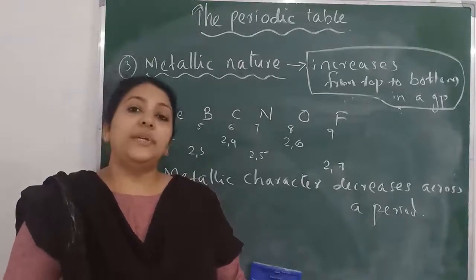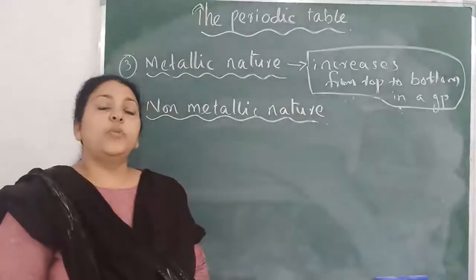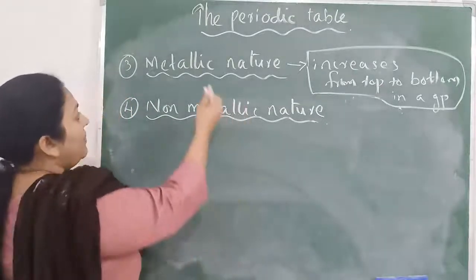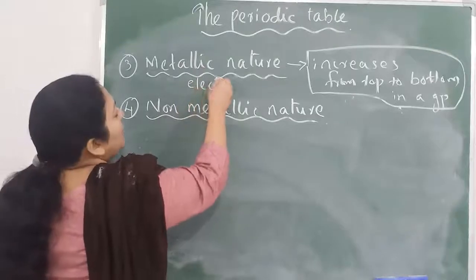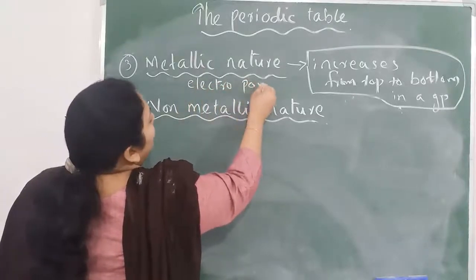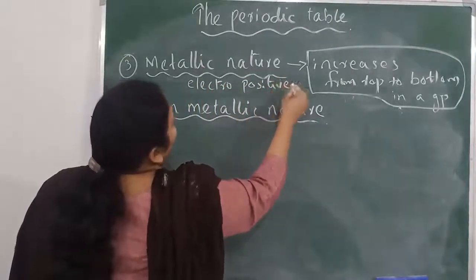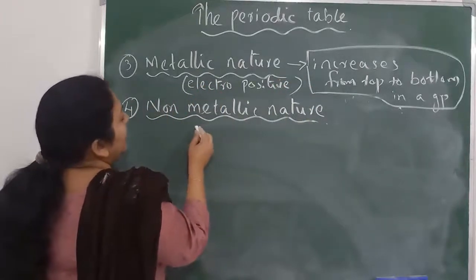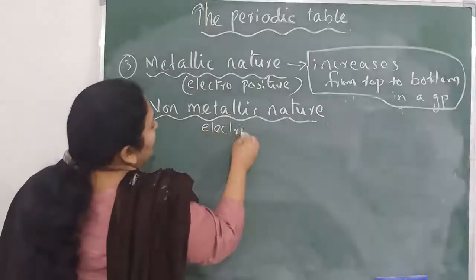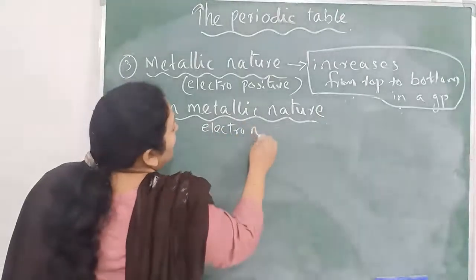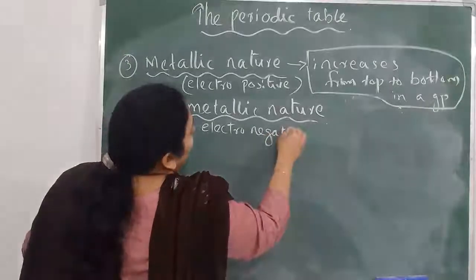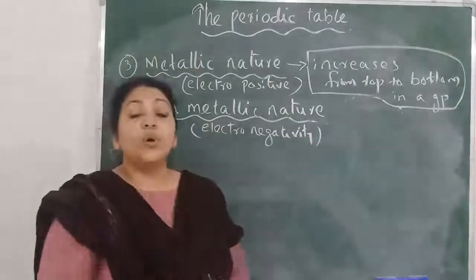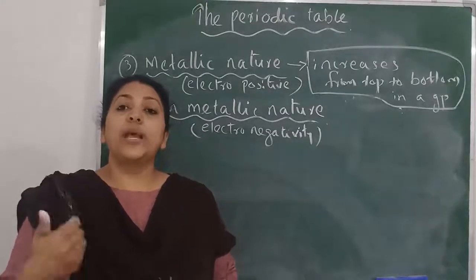Now let's move to electronegativity or non-metallic nature. The fourth property is non-metallic nature or electronegativity. Metallic nature, we know, means electropositivity or electropositive nature, and non-metallic nature means electronegativity or electronegative nature. So let's understand what is non-metallic character or electronegativity.